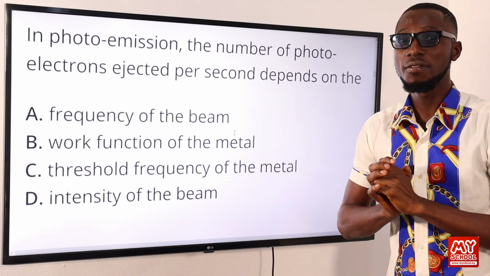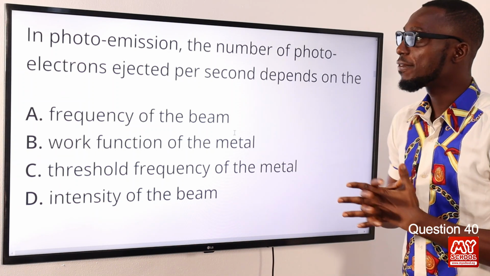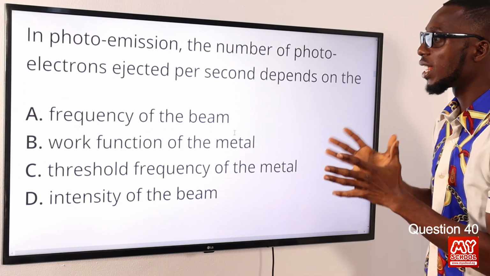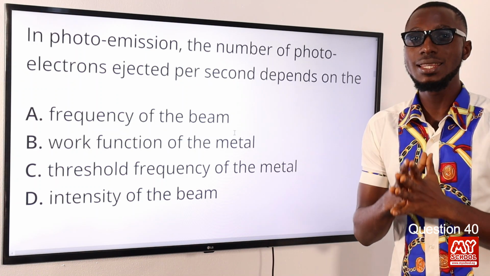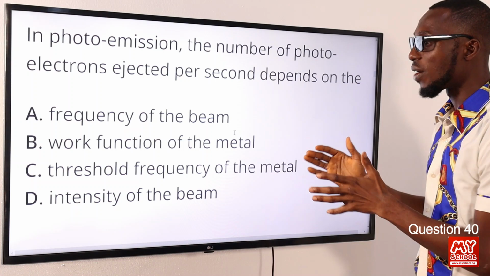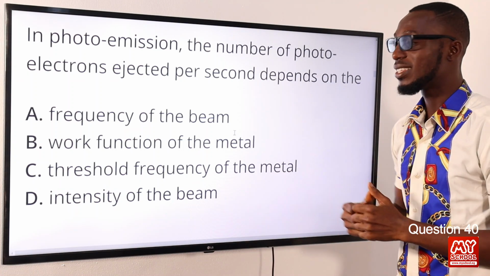So join me as I solve question 40. In photoemission, the number of photoelectrons ejected per second depends on what? On the intensity of the radiation. And that is found in option D, so option D is the correct option.